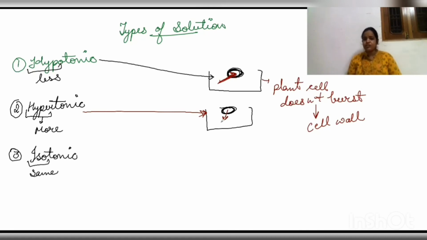Next, in hypertonic solution, exosmosis occurs, shrinking of the cell occurs, the term is plasmolysis. And the third one, isotonic: the exchange of water will be there, but the net movement will be zero. Clear? So these are the three types of solutions we have got.